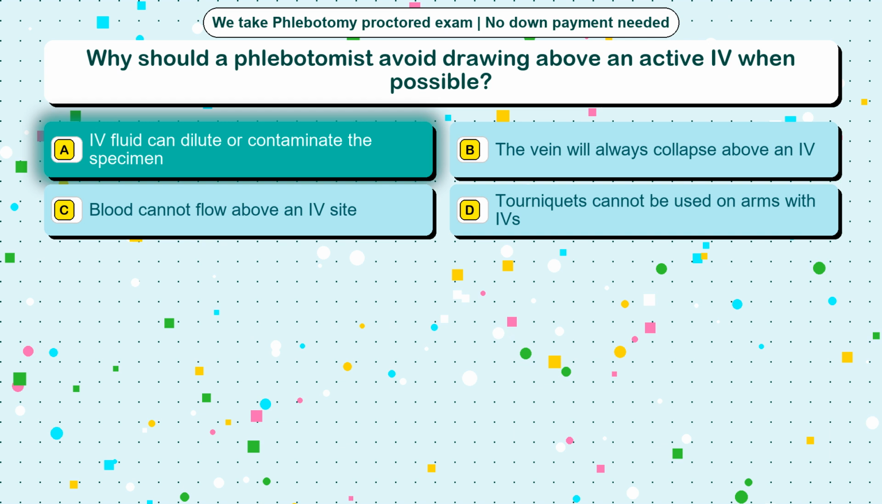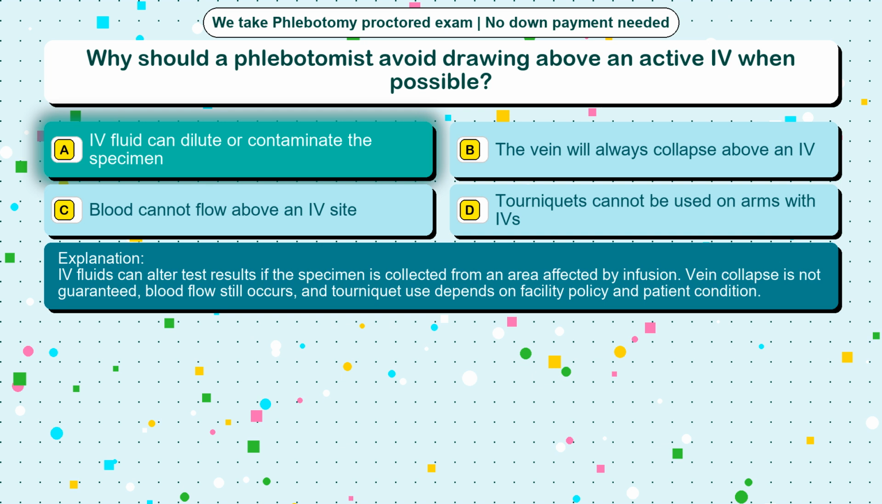The correct answer is option A, IV fluid can dilute or contaminate the specimen. IV fluids can alter test results if the specimen is collected from an area affected by infusion. Vein collapse is not guaranteed, blood flow still occurs, and tourniquet use depends on facility policy and patient condition.